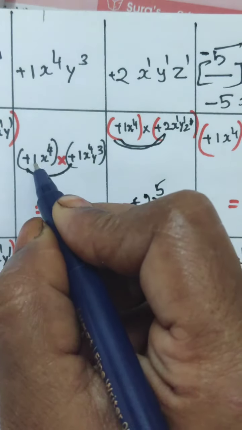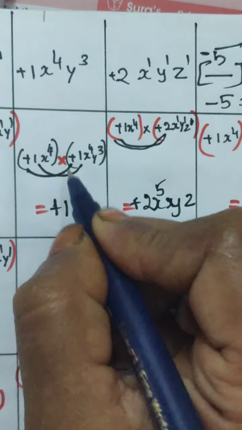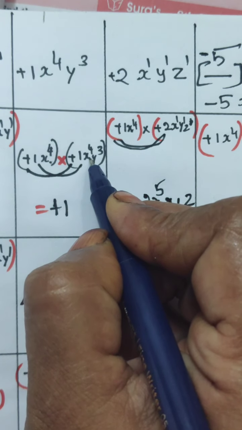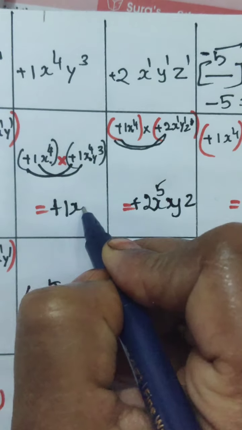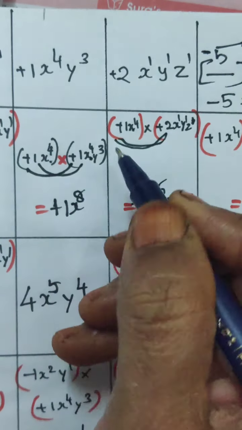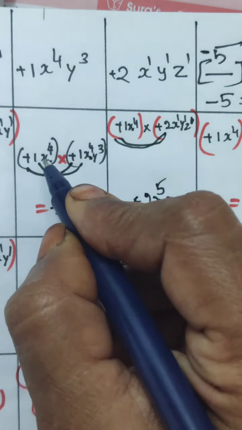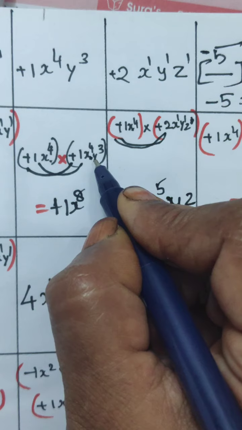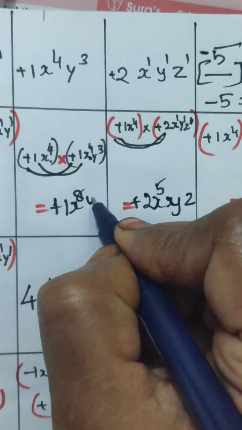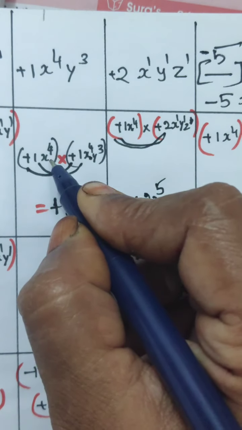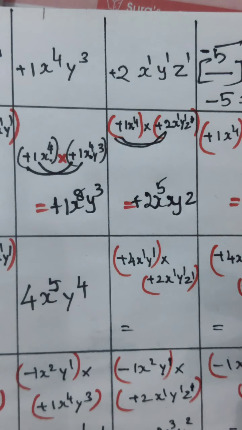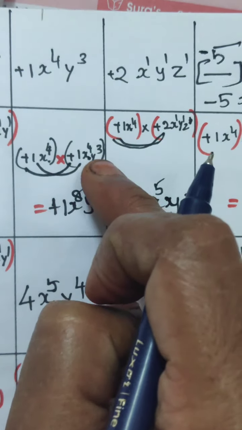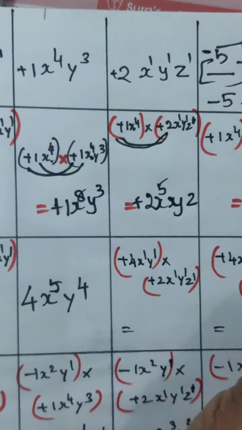Very good. Next, 1 into 1 is 1. Here x power 4, there also x power 4, so you write x power 4 plus 4 is 8. Next, here y is not there, in the second bracket the y term is there, so you write y cube. Here it is not there, so for a missing variable you no need to think. As it is, whatever is there, you write it here, enough.